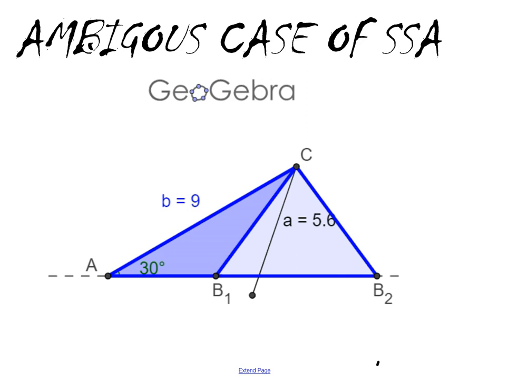Today's video will be about the ambiguous case of side-side-angle. You may have referenced this back in geometry class, where if I have a given situation where they give me the angle, a side, and then the other side, some interesting things can happen with how many triangles are actually made.